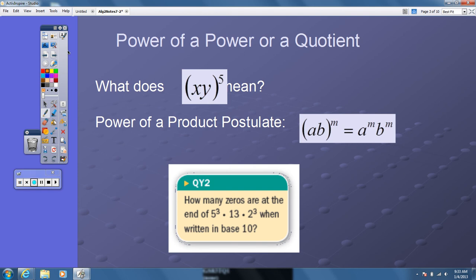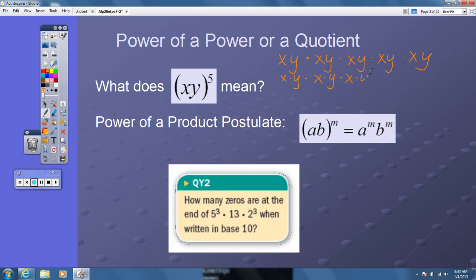Okay, the power of a power. Okay, what does xy to the 5th mean? Well, we have xy times xy times xy times xy times xy. Now this can be written as x times y times x times y times x times y. This is just expanding it further. And if I wanted to, because multiplication is commutative, I can rearrange this so all the x's are first. How many are there? 1, 2, 3, 4, 5. And I can follow it up with the y's.